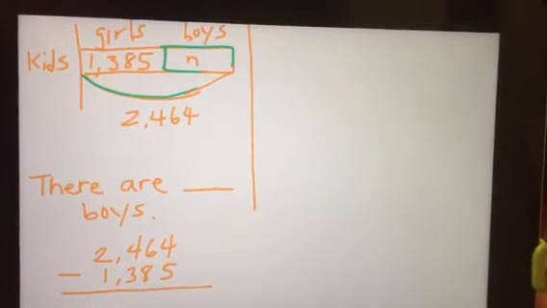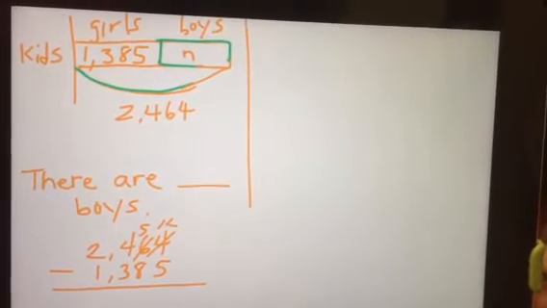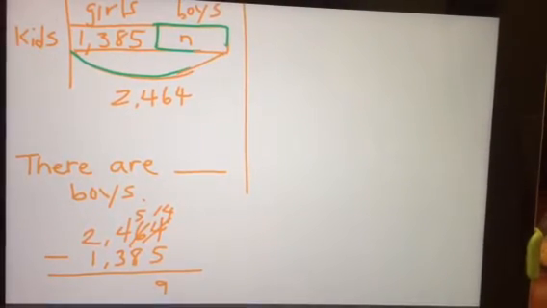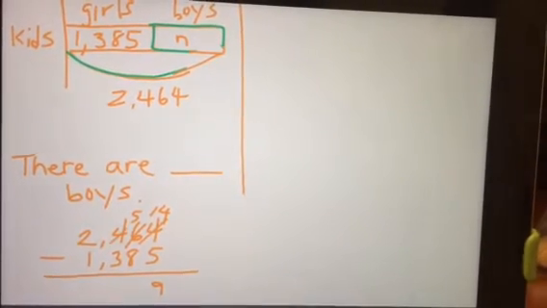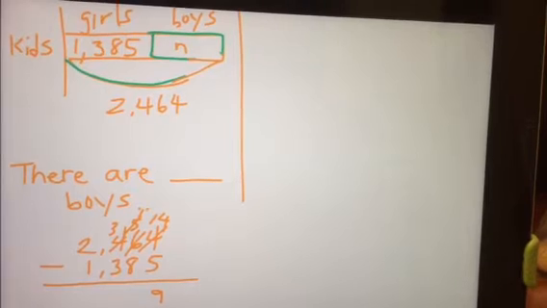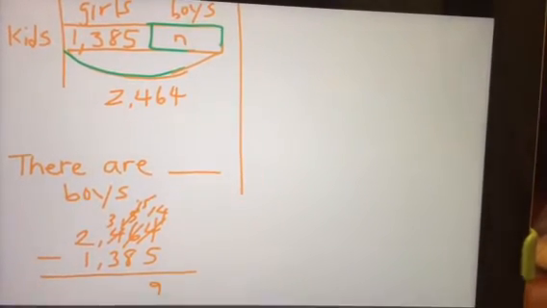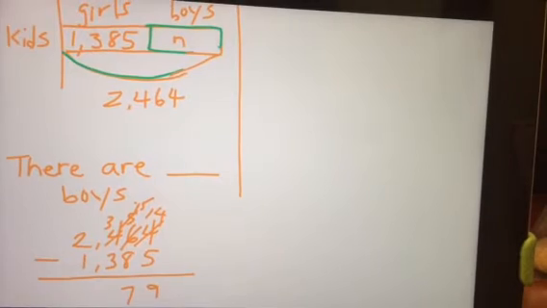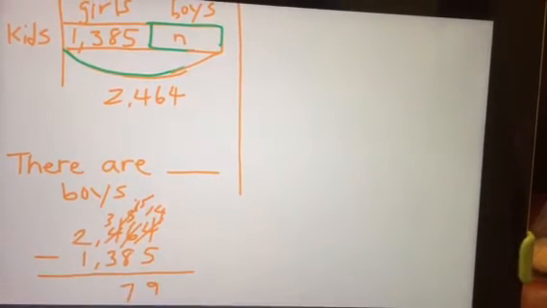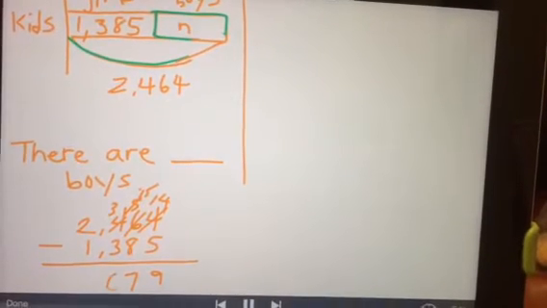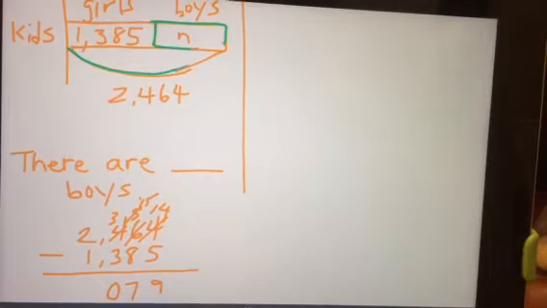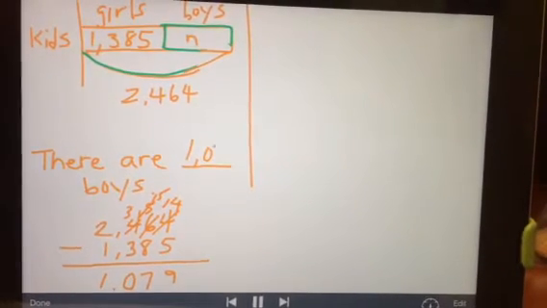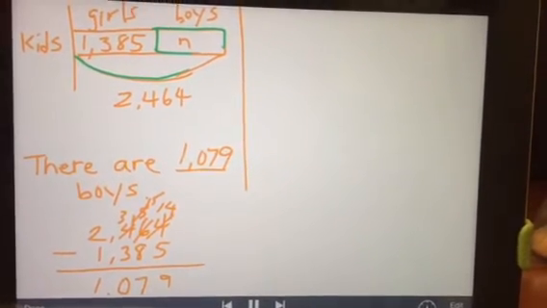Okay, so you can't do 4 minus 5, so let's regroup. 14 ones minus 5 ones would be 9 ones. And you can't do 5 tens minus 8 tens. So 15 minus 8 tens, 7 tens. Oops, excuse me. And then 3 hundreds minus 3 hundreds would be 0 hundreds. And 2,000 minus 1,000 will be 1,000. So there are 1,079 boys. Let's move on to part B.